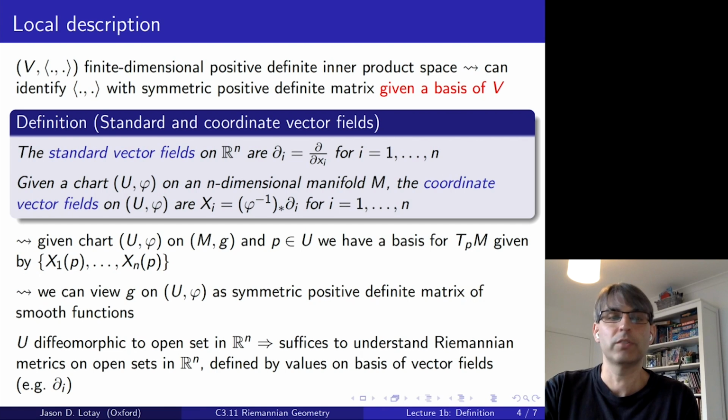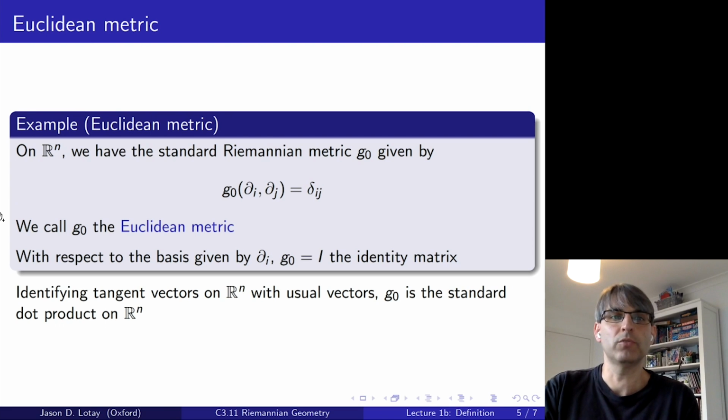Okay, so now I want to move on to some very simple examples of Riemannian metrics. And the simplest one of all is just the Euclidean metric. So on Euclidean space, R^n, we have the standard Riemannian metric, which we denote by G_0, given by G_0 acting on the basis given by the standard vector fields, partial i, partial j. If I want to know what G_0 does to that pair, I just get delta ij.